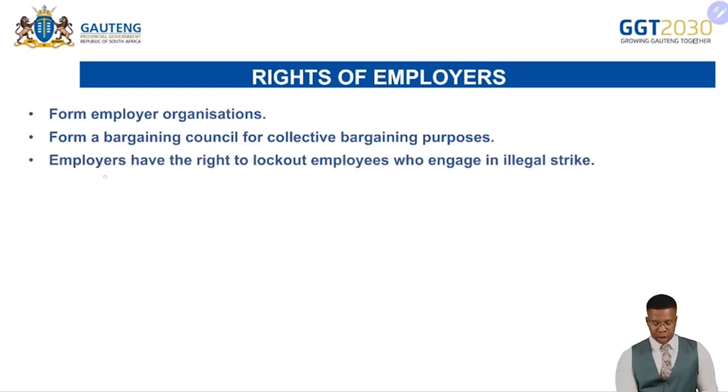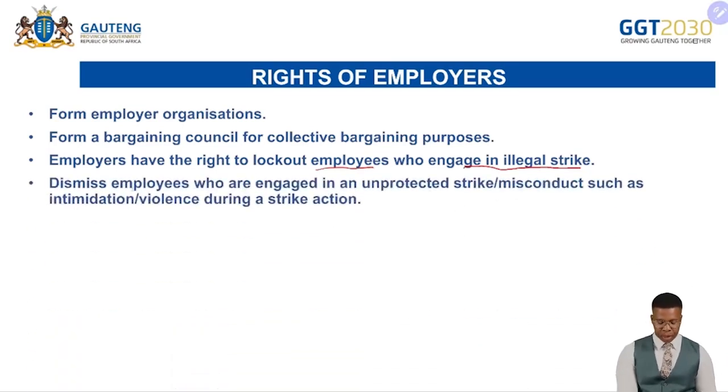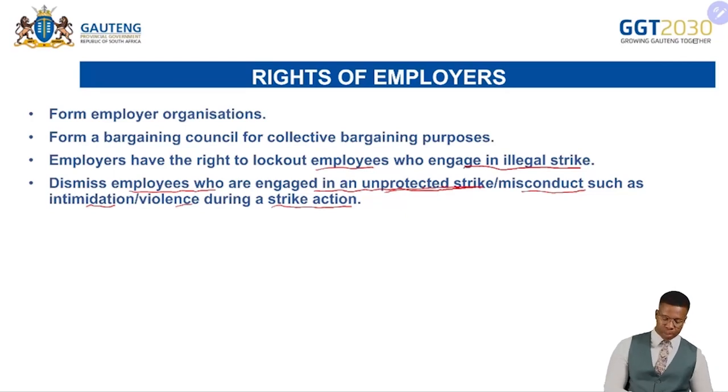And then they also have a right as employers to lock out employees who engage in illegal strikes. So, employees who are engaging in illegal strikes have the right to be locked out of the business because they might be violent and they might try to damage the property of the business. And then they also have a right to dismiss employees who are engaged in an unprotected strike or misconduct, such as intimidation or violence during the strike action. So, when we're talking about unprotected, we are talking about an illegal strike that is not approved by the court.